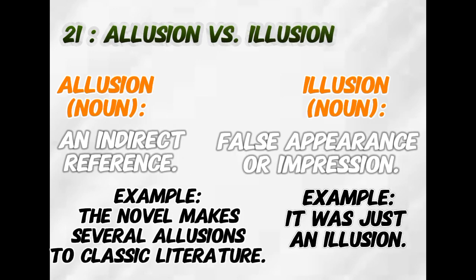How about allusion and illusion? Allusion is a noun meaning an indirect reference, like the novel makes several allusions to classic literature. Illusion is a noun meaning a false appearance or impression, like it was just an illusion. So, allusion refers to a reference, and illusion refers to something deceptive. Got it? Great.